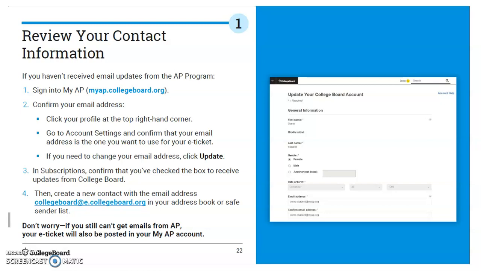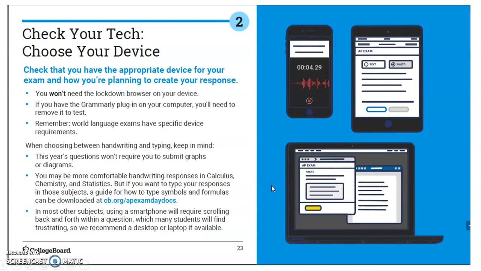And then in Subscriptions, confirm that you've checked the box to receive updates from the College Board. Once you've done that, then you're going to go ahead and create a new contact with the email address e.collegeboard.org in your address book or on a safe sender list. And don't worry if you still can't get emails from AP, because your e-ticket will also be posted in your My AP account.